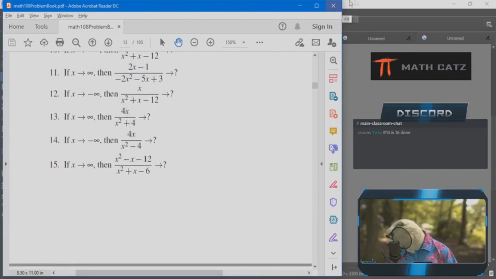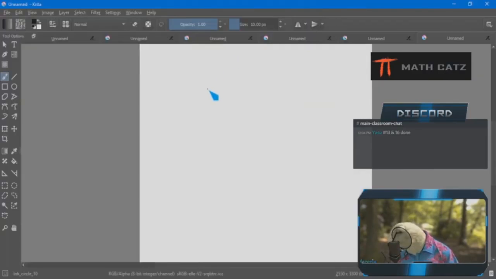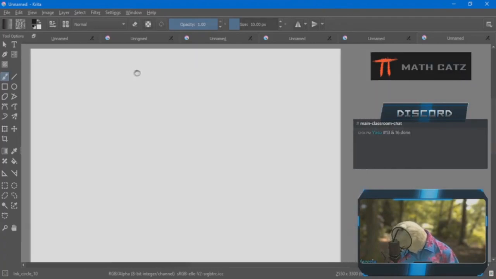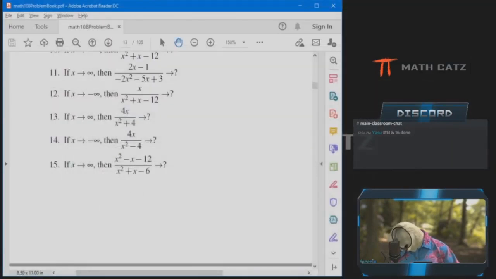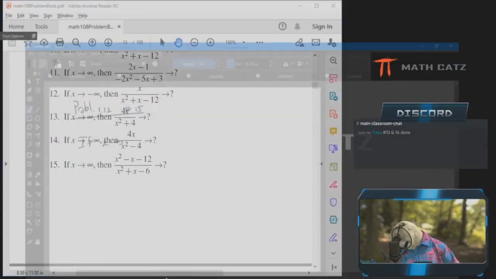Fine, I'll do 15. It's the best one I have in this list. Not that there's anything wrong with 15. The others, I just want to see as much variety as I can. All right, what is the function there? Well, if x approaches what in this case? Infinity.